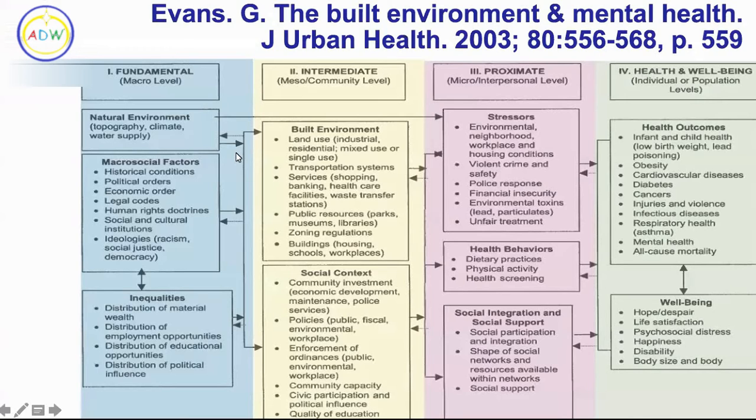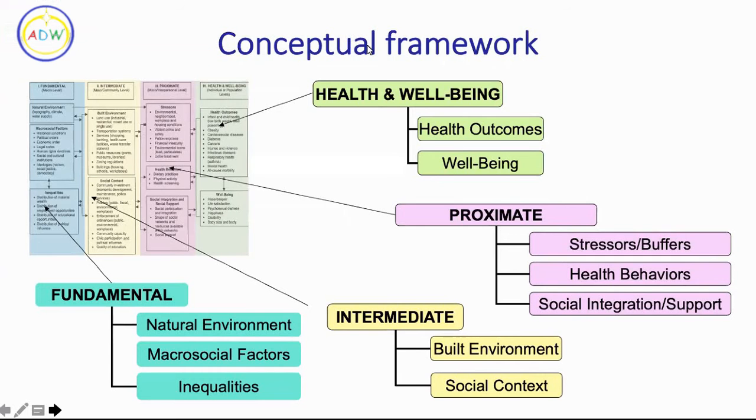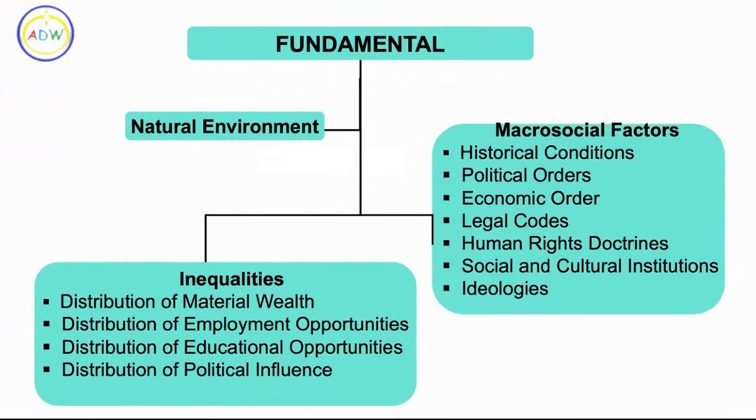You see fundamental, intermediate, proximate, and health and well-being groups. At first glance, of course, this classification is very big and complicated, but it's not so complex, as you see. Let's start with grouping: fundamental, intermediate, proximate, and health and well-being. And we start with fundamental determinants of health.